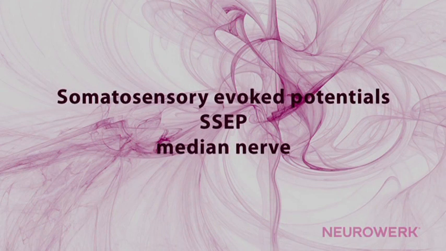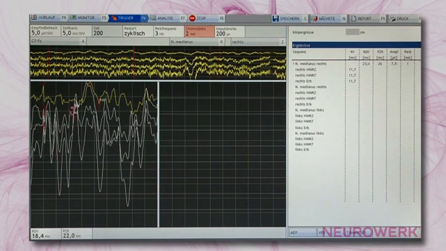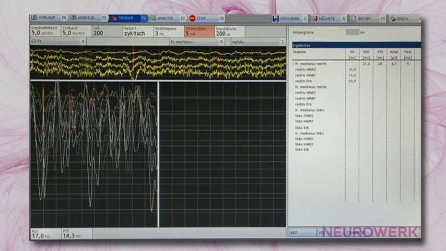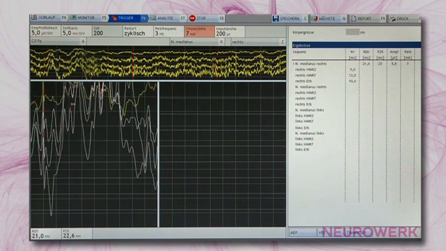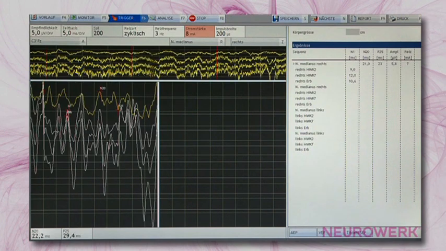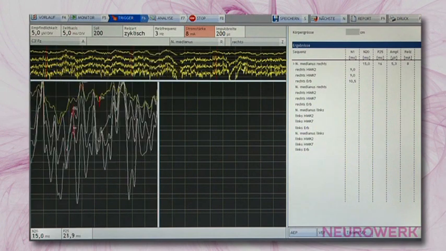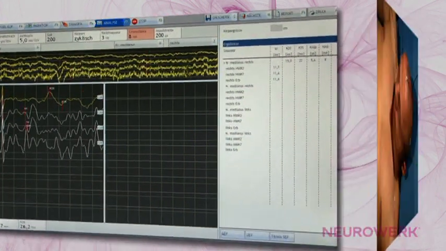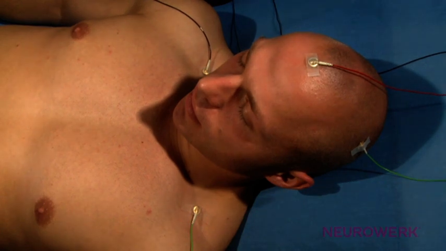Somatosensory evoked potentials, SSEP, of the median nerve. Somatosensory evoked potentials, SSEP, are induced via electrical stimulation, that is, evoked nerve action potentials. These action potentials are recorded not only cortically, but also spinally along the spine.